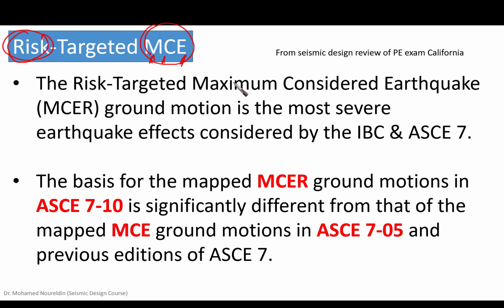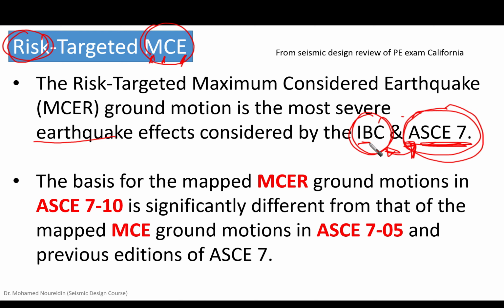The risk targeted maximum considered earthquake, MCER, ground motion is the most severe earthquake effects considered by ASCE 7. IBC, in chapter 16, refers to ASCE 7. Sometimes they are interchangeable, but anyway we are going to refer to ASCE. This is the International Building Code, whose chapter 16 refers to ASCE 7 for seismic design. So we now use the word risk targeted.